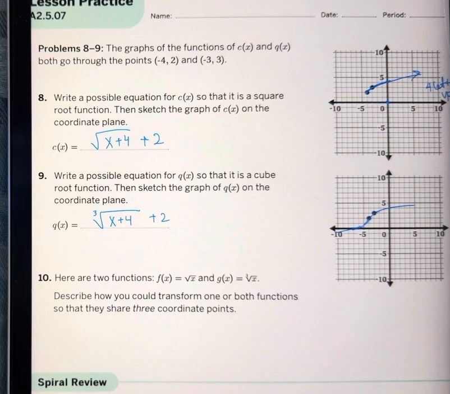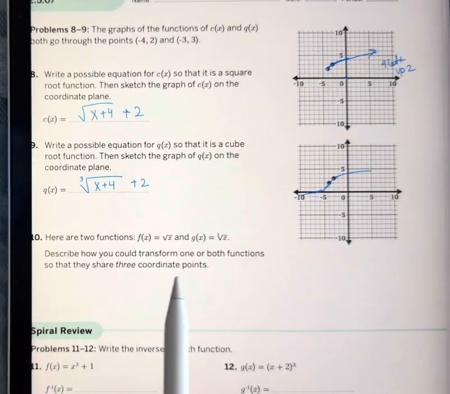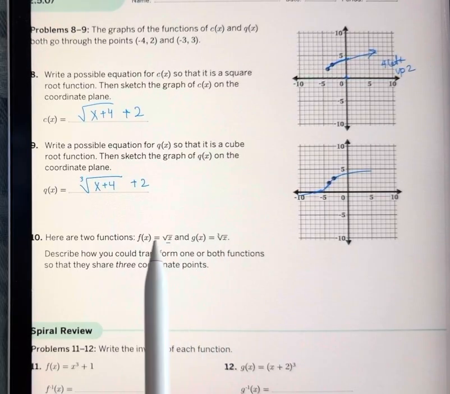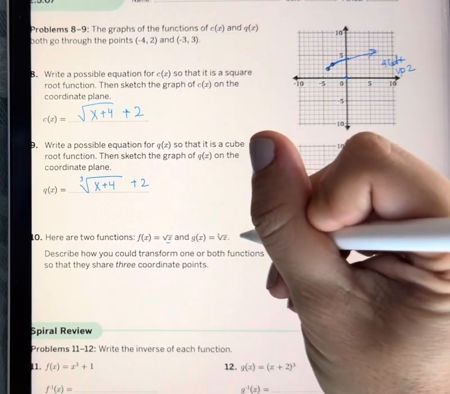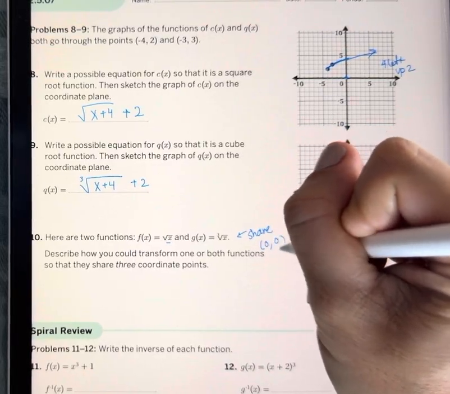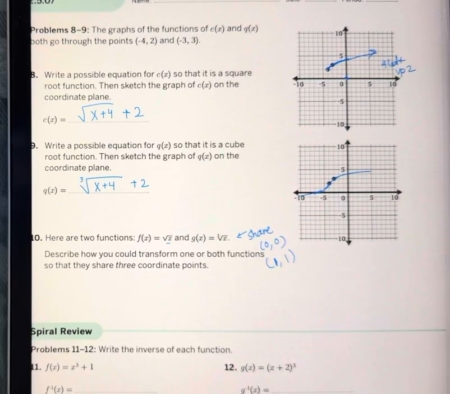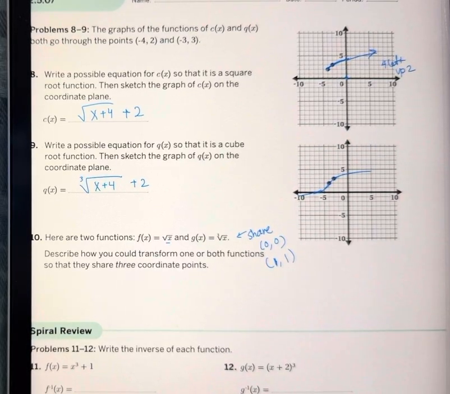Ooh, they got fancy on us. They want me to transform one or both of these functions, the square root and the cube root function, so that they share 3 coordinate points. Now, I told you just now that they share 2 coordinate points. As they are right now, they share 2. They share 0, 0. They share 1, 1. But we need them to share another one.